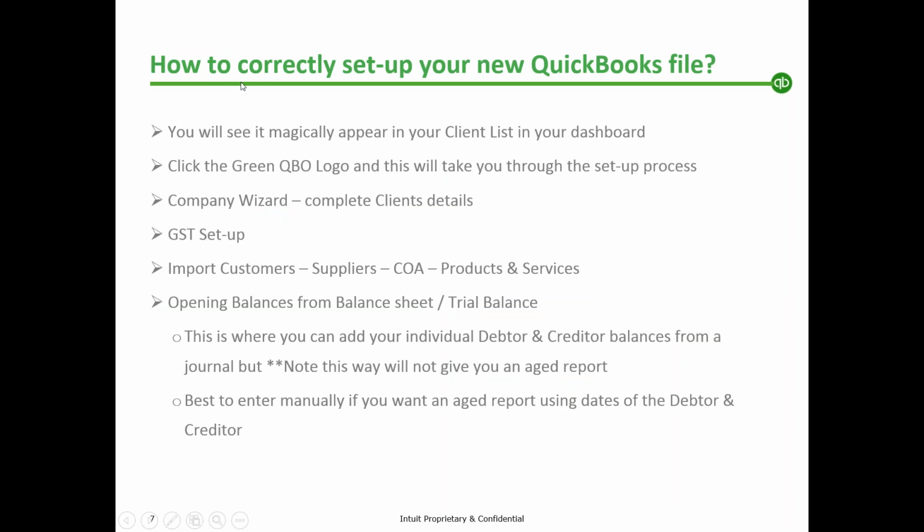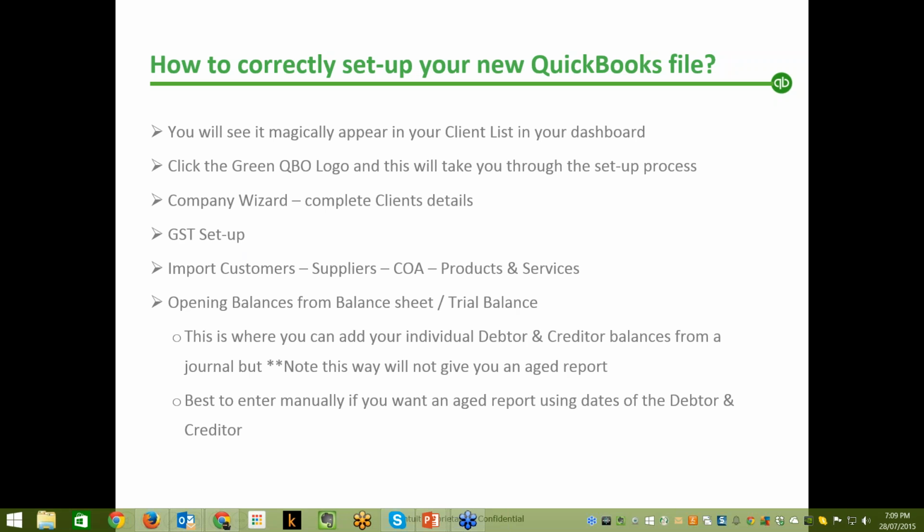So when we set up the new QuickBooks Online file, once we go through that process on the QuickBooks Online Accountant dashboard, you'll see it magically appear in your client list. Okay, so there'll be a list of your clients in the dashboard. You then click on the green QBO logo, and this will take you through the setup process, as we've just seen. And then there will be a company wizard or a setup wizard that you need to complete. All right, and then we'll discuss the rest of it a little bit later on.